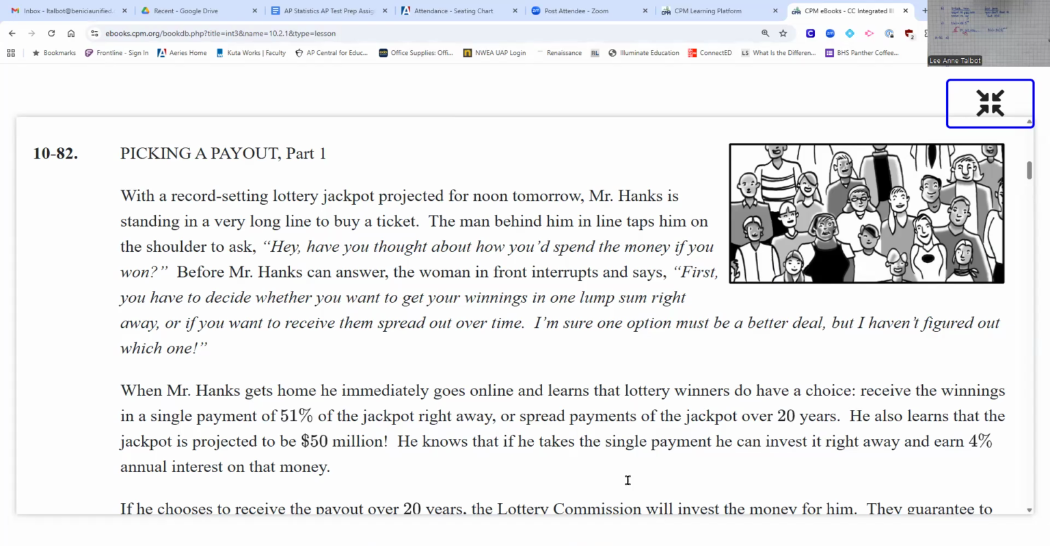Okay. With a record-setting lottery jackpot projected for tomorrow, Mr. Hanks is standing in a very long line to buy a ticket. The man behind him in line taps him on the shoulder. He doesn't have a shoulder. Taps him on the mantle. Good.